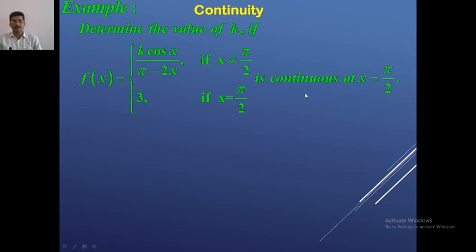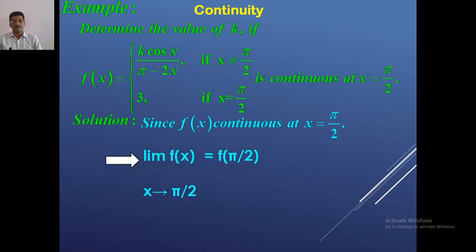The function f of x is continuous at x equal to pi by 2. Here also, f of x continuous at x equal to pi by 2 implies limit of f of x as x tends to pi by 2 is equal to f of pi by 2. Here it is not necessary to find the left hand limit and right hand limit, because x not equal to pi by 2 means either greater than pi by 2 or less than pi by 2, and the function is defined by a single expression, k times cos x divided by pi minus 2x.